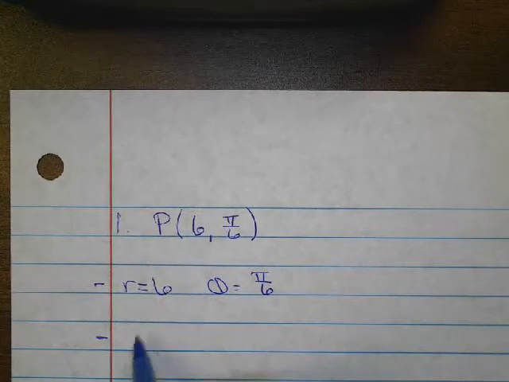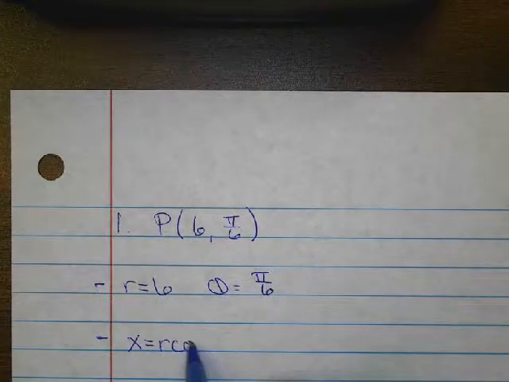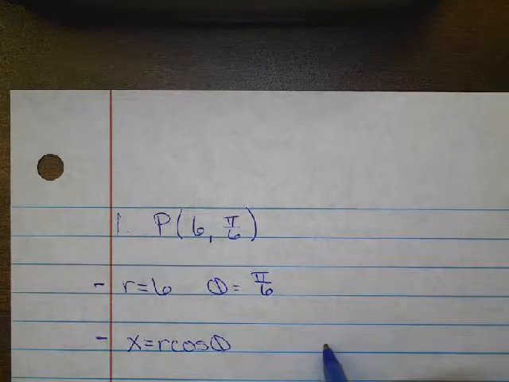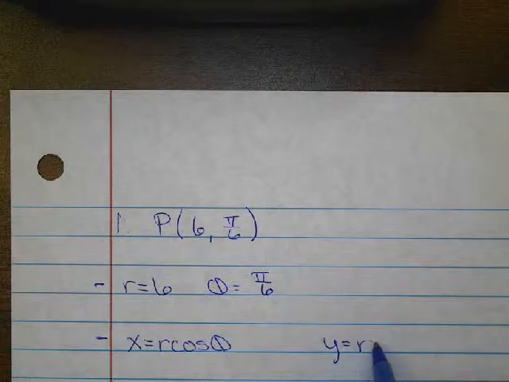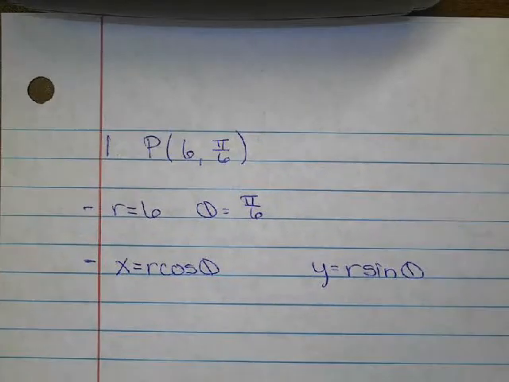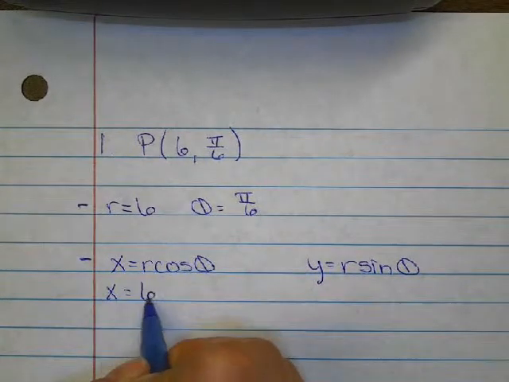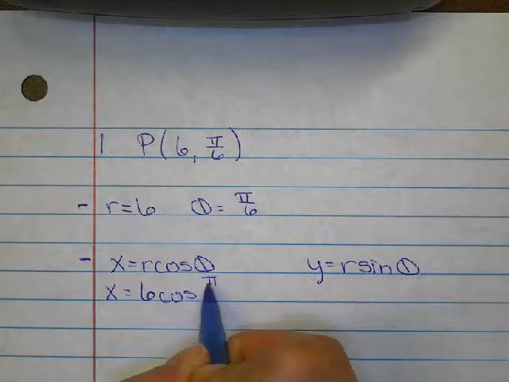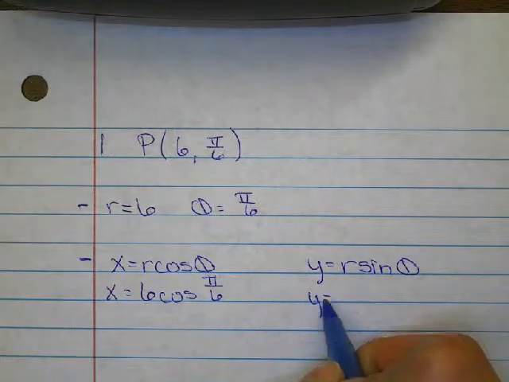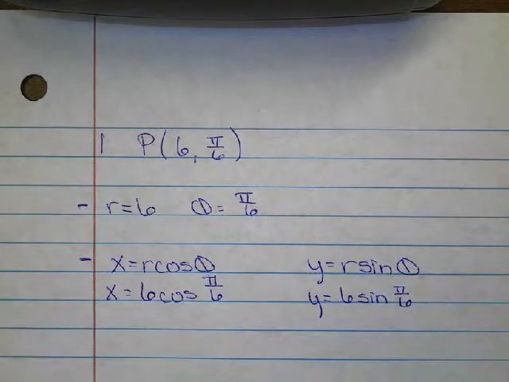Step 2 is to convert to our x and y. So x, remember, is always equal to r cosine theta, and y is always equal to r sine theta. Now that I know that, all I'm going to do is plug in my r and my theta. So x is 6 cosine pi over 6, and y is 6 sine pi over 6. Now we just have to find what the cosine of pi over 6 is.